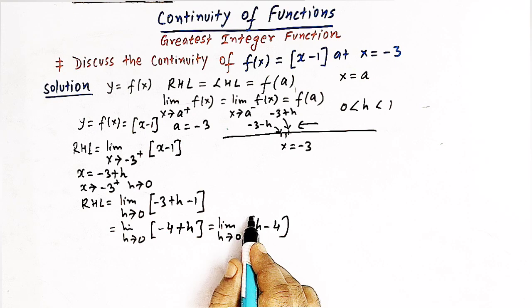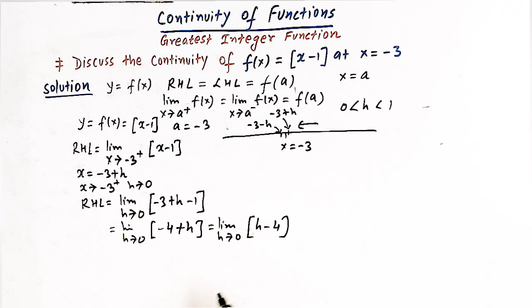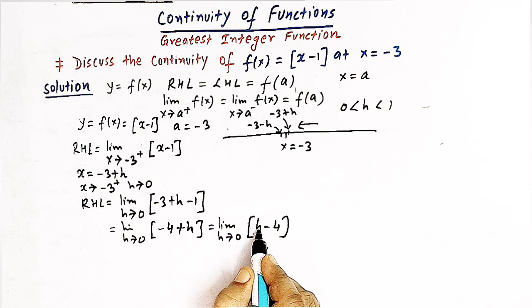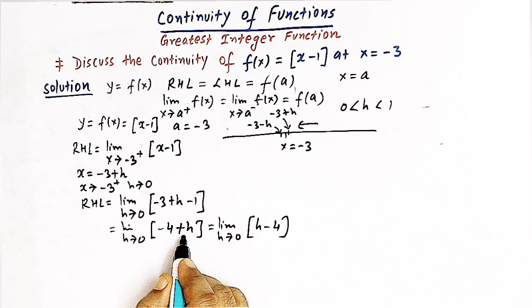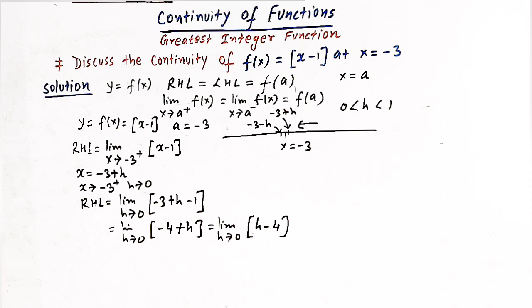Now see, whenever we come across limits involving the greatest integer function, fractional part function or signum function, we cannot directly substitute h equal to 0. So what we will do, here we have greatest integer of h minus 4.